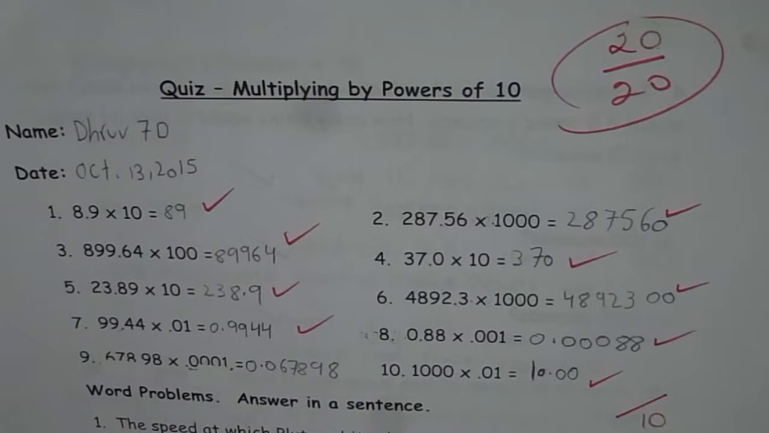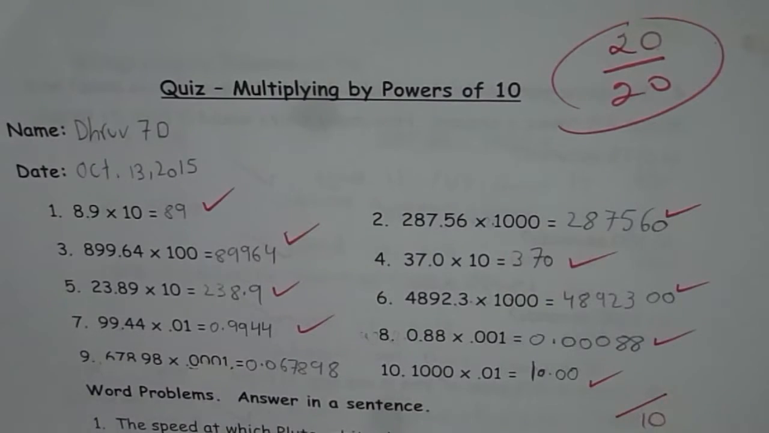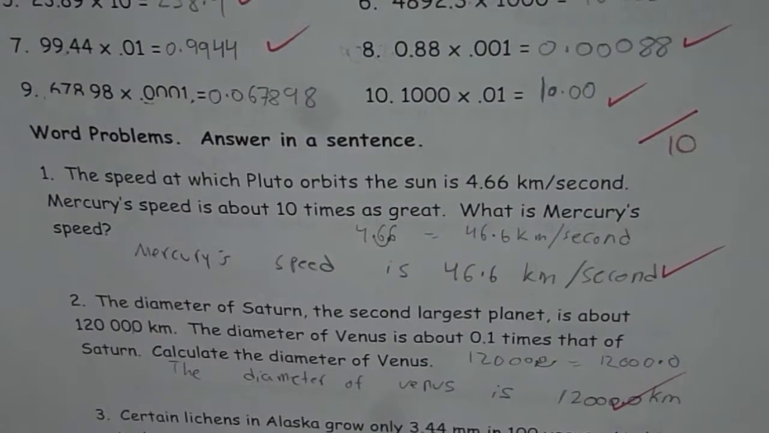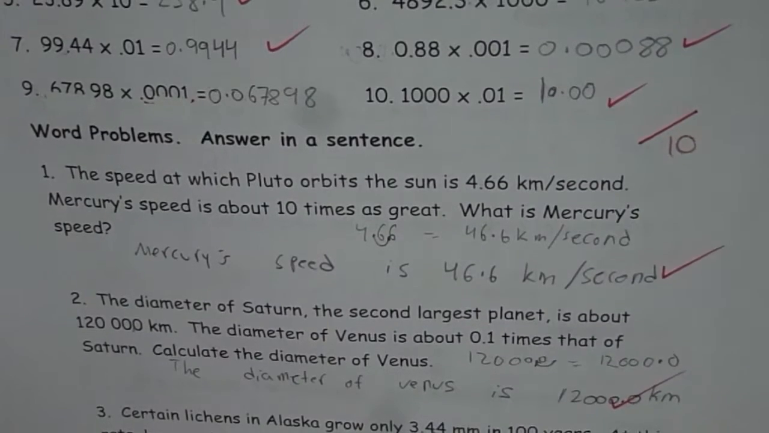They are learning multiplying by powers of 10. Here are a few questions from the test paper, and we have a few word problems also. You can pause the video, copy the questions, and try them out. These are the word problems. I will do some of these questions and then we'll discuss them and also understand how to score like Dhruv.